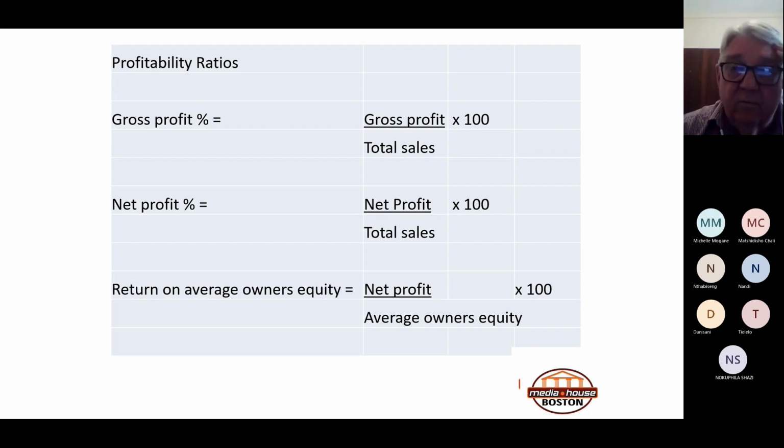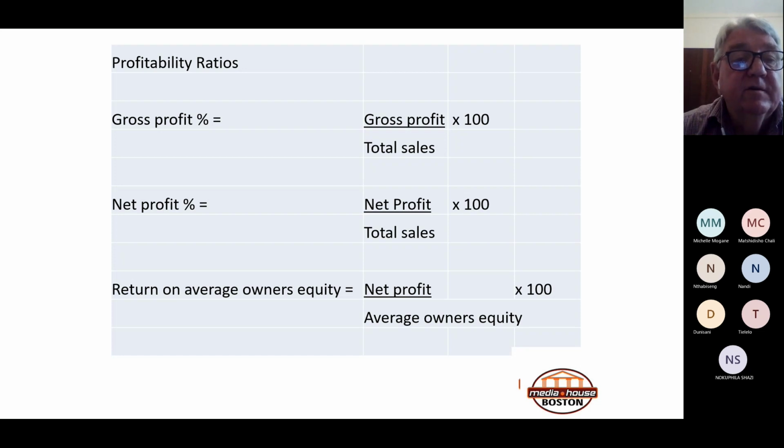Now what do we mean by ratio analysis? We want to be able to analyze the information in the financial statements, and from there we want to be able to determine whether the business is performing well or whether there are some problem areas in the business.